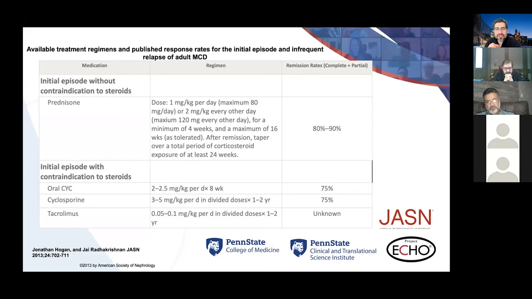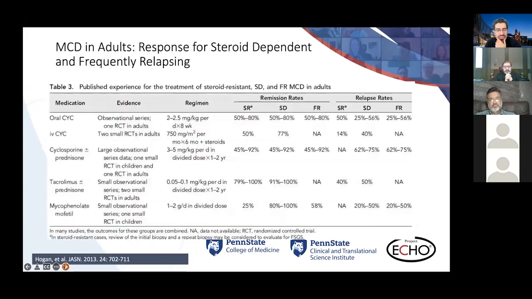So I think this is really the remission rate with different types of therapy. When you have an initial episode without any contraindication to steroids, the remission rate, whether complete or partial, is 80 to 90%. And if you have an initial episode with contraindication to steroids, then the remission rate with oral cyclophosphamide was like 75%. This was given for 8 weeks. Cyclosporin, 75%. Tacrolimus, I think they did not know, which I can imagine might be similar to cyclosporin.